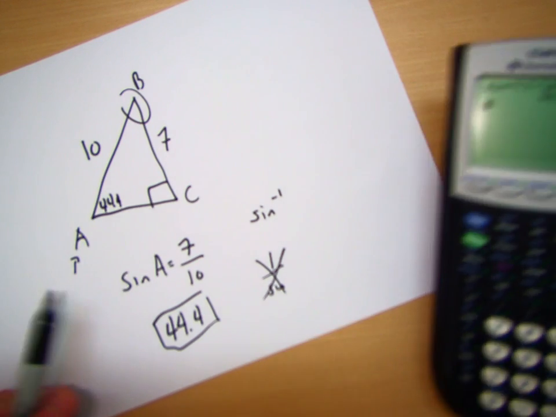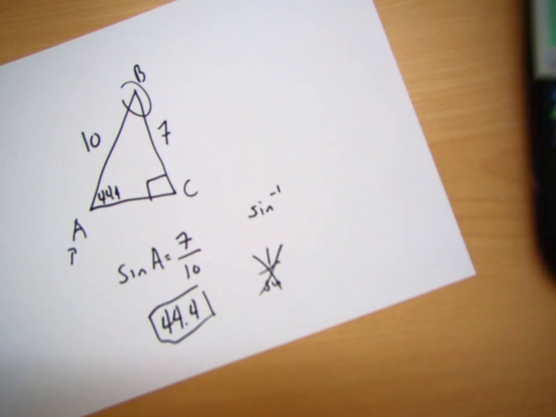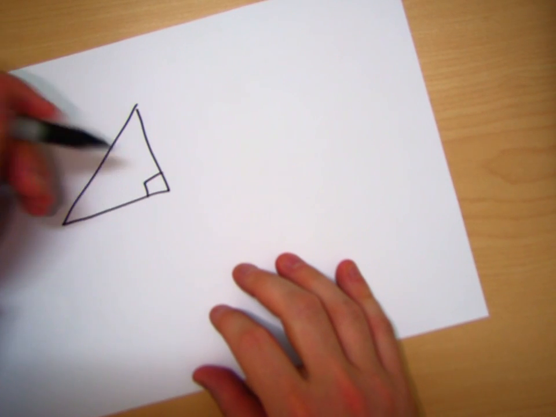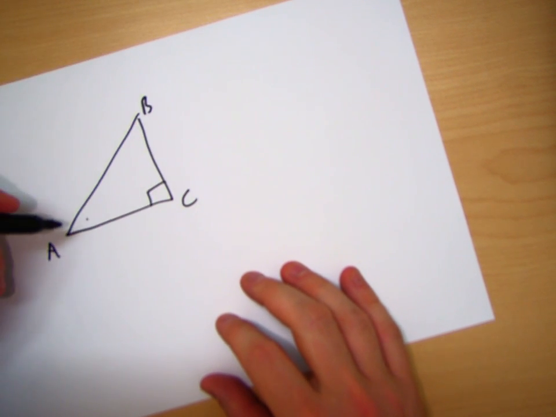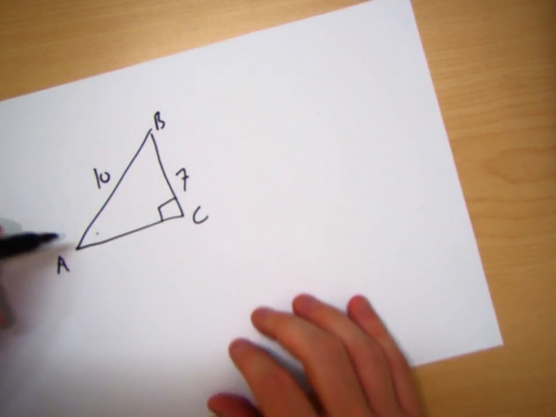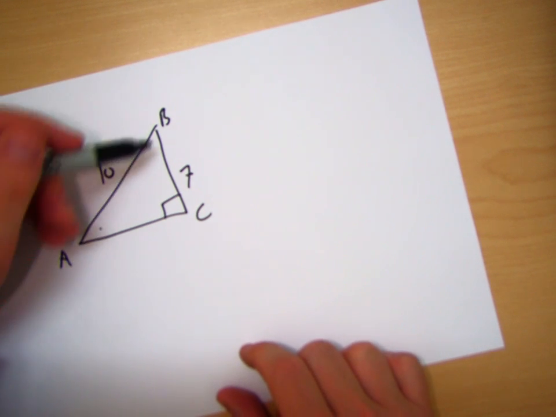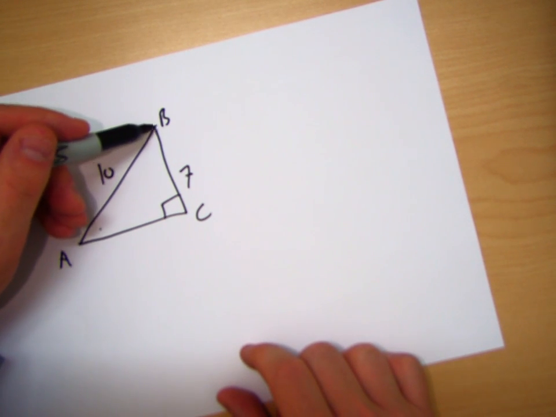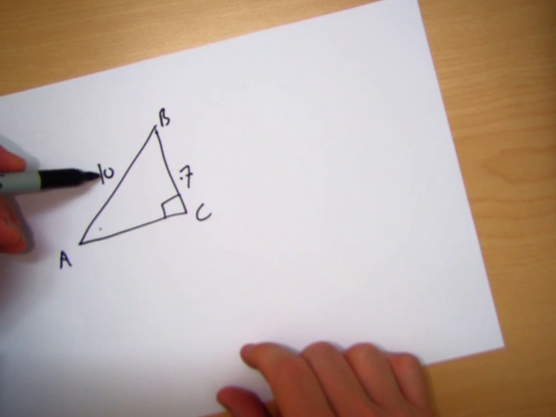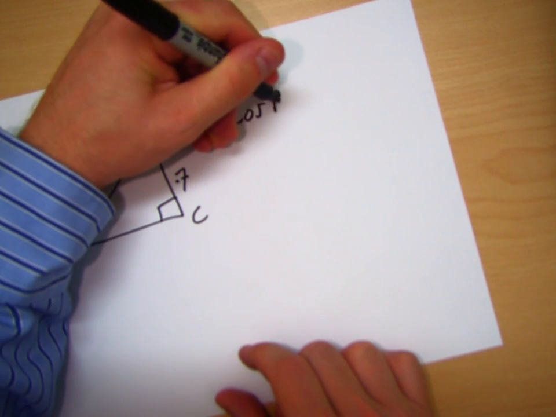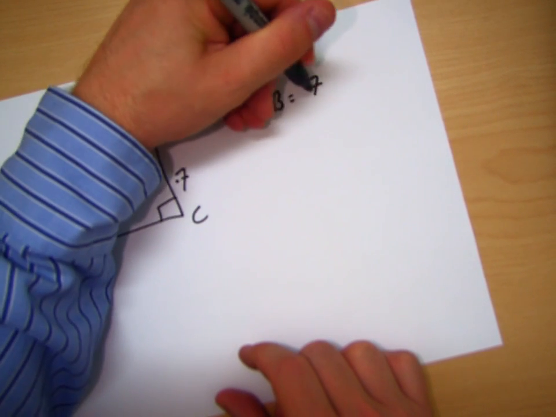Now you could have done this question a little differently, and I'll show you that. I'll give you the same picture again. Okay, this was A, B, C, and this was 7, and that's 10. Now instead of angle A, I could have chosen to do angle B, because for angle B, I know the adjacent and I know the hypotenuse. And if you recall, that's cosine. And so if I do the cosine of B, that's going to equal 7 over 10.